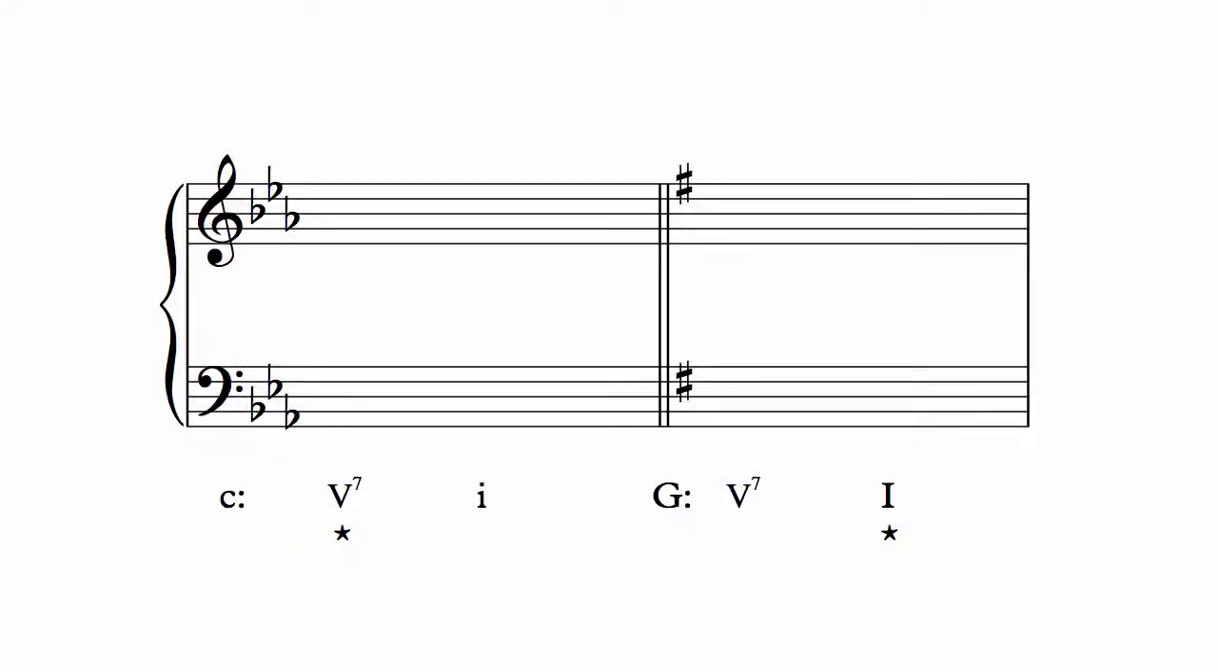Hi everyone, this is a quick video review for assignment 13.1. We're talking about root position 5-1 and 5-7-1 progressions in both C minor and G major in this example.